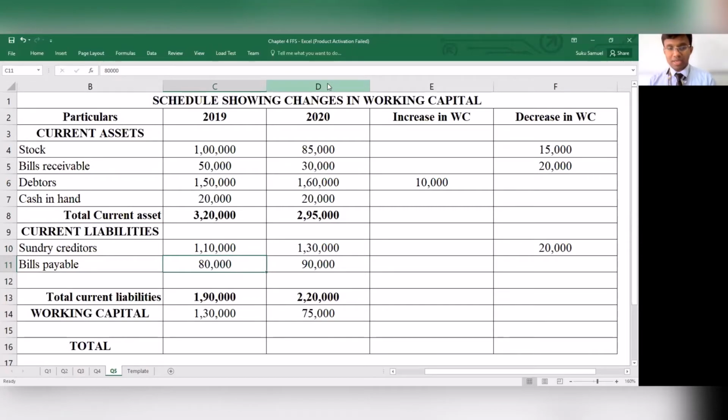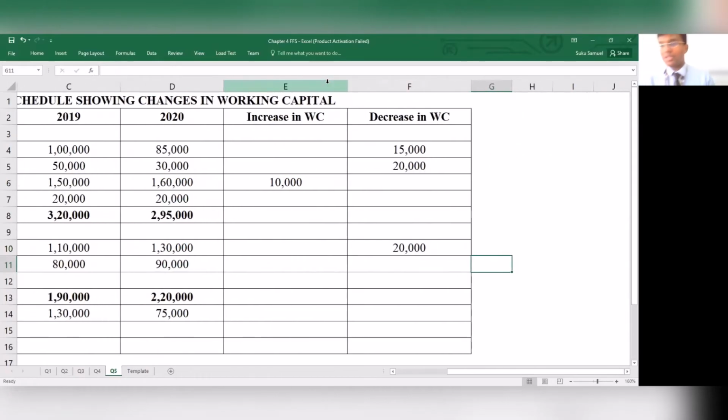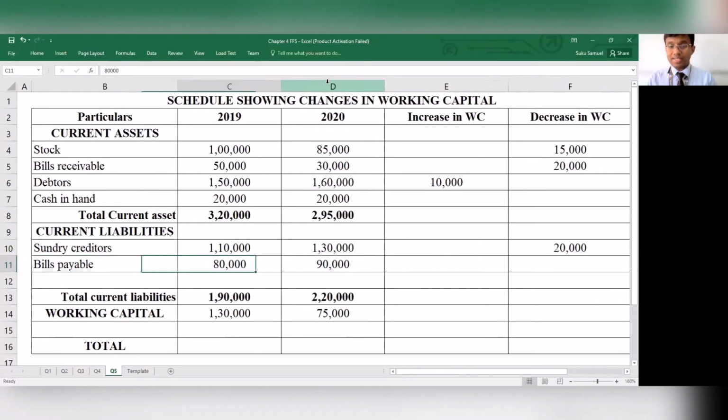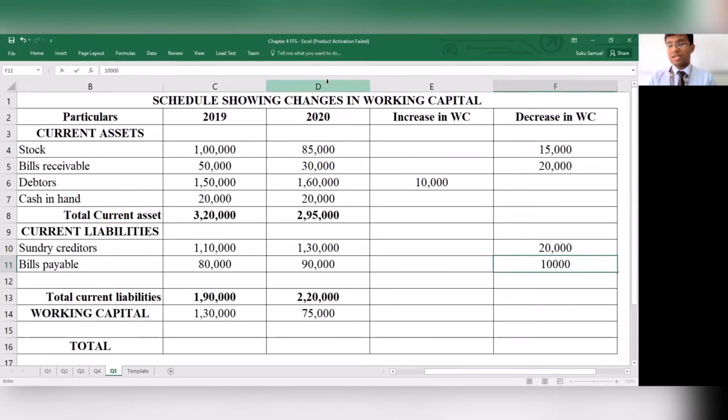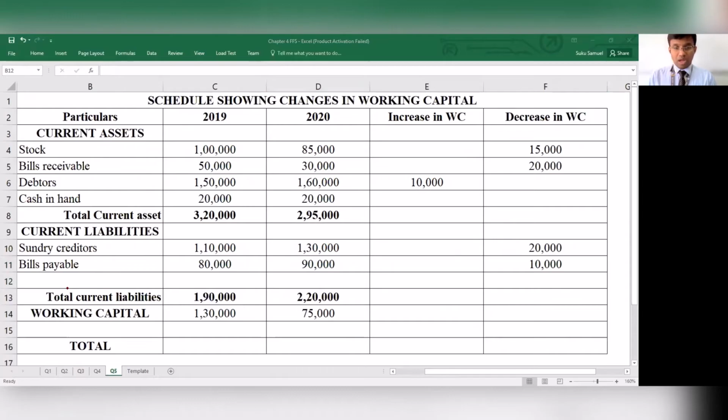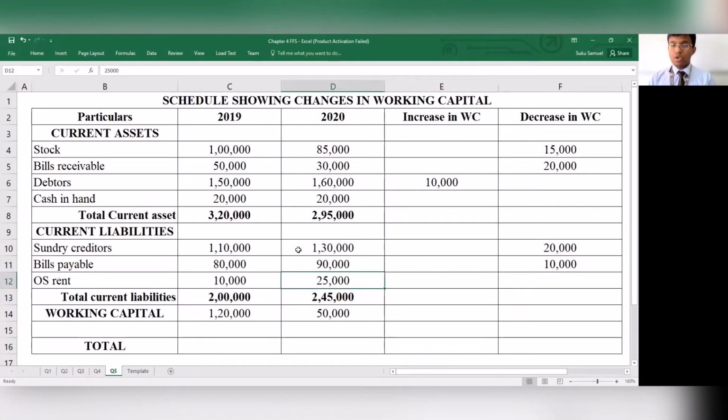From 80,000, it has moved to 90,000. What impact does it have? Bills payable has increased. Please remember, bills payable is a liability, and an increase in liability will cause a reduction in the working capital. So it is 10,000. Outstanding rent: how much is it? It is 10,000, and here it is 25,000. From 10,000 it has increased to 25,000. This increase in outstanding rent will bring down your working capital by 15,000.